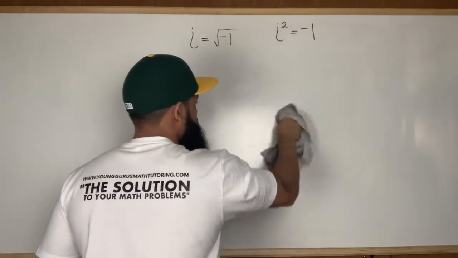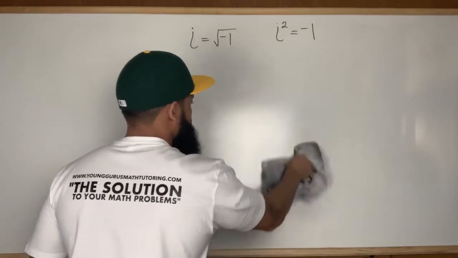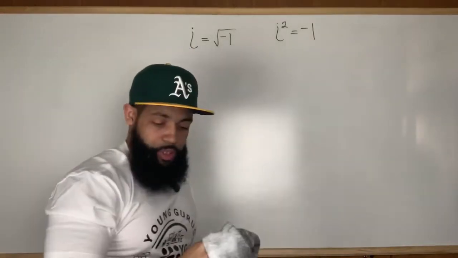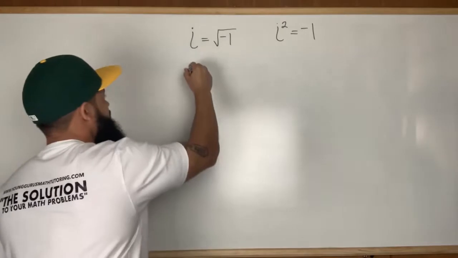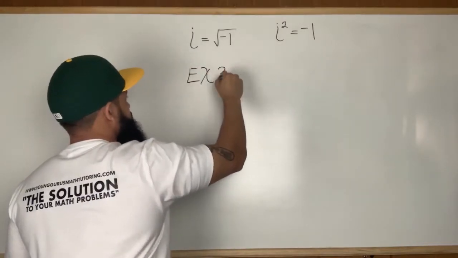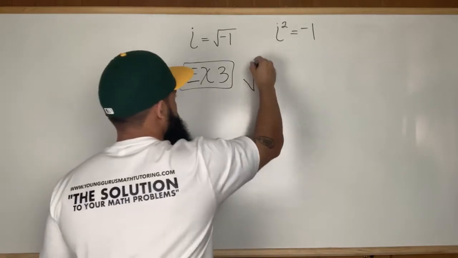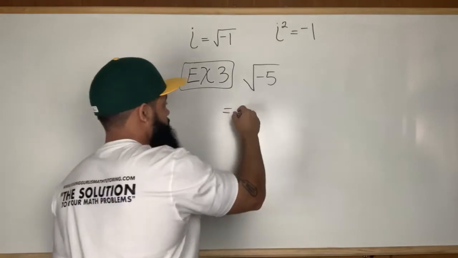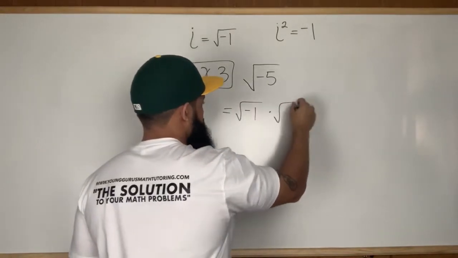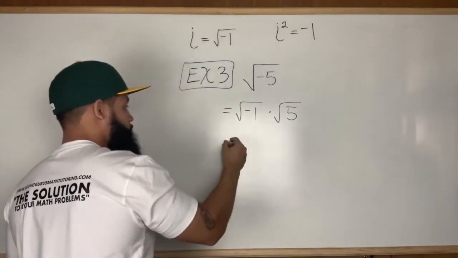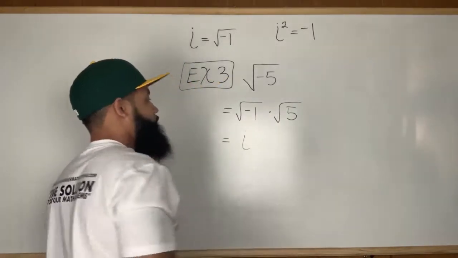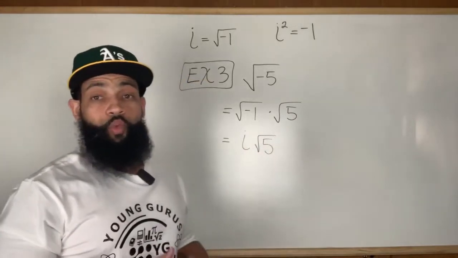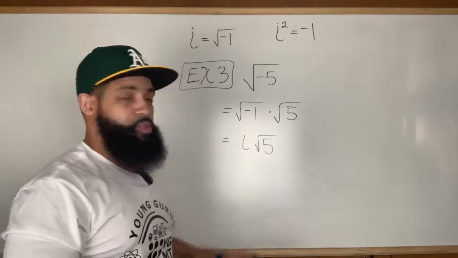And imaginary numbers, like I say, they connect to something a little further down the line, but this video is to help those of you get an understanding of what imaginary numbers are. If I have example three and I have the square root of -5. Now, once again, this is the square root of -1 times the square root of 5. Square root of -1 we said is I, but the square root of 5 is not a perfect square number, so we can simply leave it as I times the square root of 5.